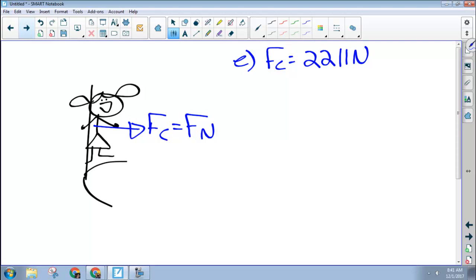Now, what other forces act on Sally in this problem, you guys? Force of gravity. Gravity's pulling her down. Her mass was 56, so 56 times 9.8 gives us 548.8 newtons. Good? Now, here's the tricky part of this, you guys. Gravity's pulling her down, but she doesn't fall, right? That's the cool part of this ride.